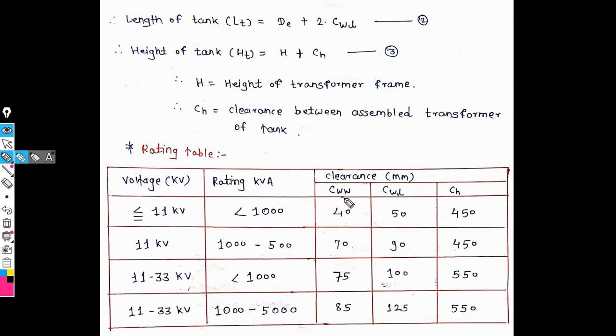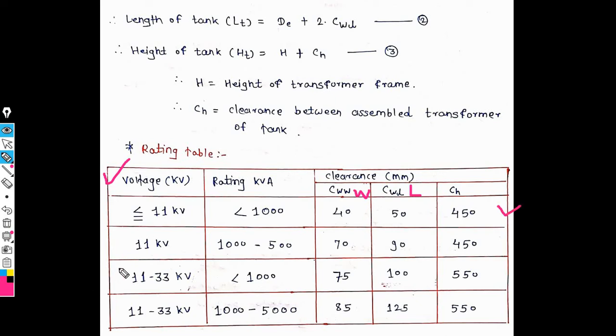This is the clearance between winding and wall of tank, depending on width of tank. Then clearance between HV winding and wall of tank depends on length, and there is the clearance for the assembled transformer. And this is the voltage rating, less than or equal to 11 kV, with rating less than 1000. The values of CWW, CWL and CH are constant values, used in the problem.